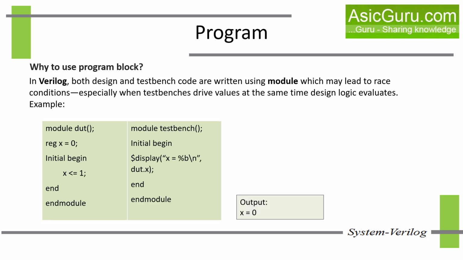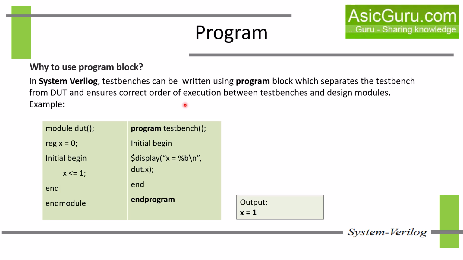This behavior is very unsafe in verification, and that is exactly why SystemVerilog introduced the program block. In SystemVerilog, we solve this race condition problem by using the program block for test benches. Unlike modules, a program block runs in a special simulation region which executes after the design logic has been executed. It clearly separates the test bench from the DUT, and ensures the correct order of execution between test bench and design modules.